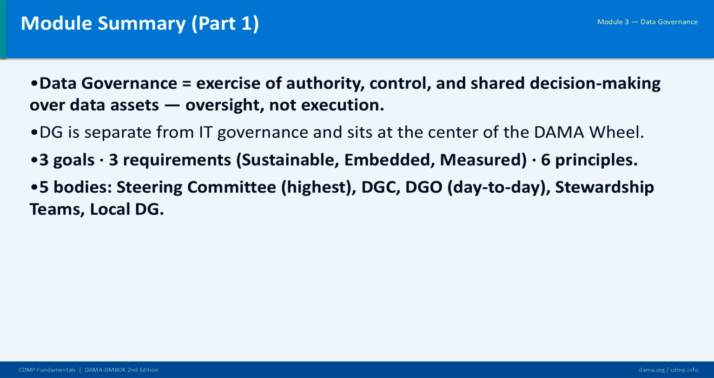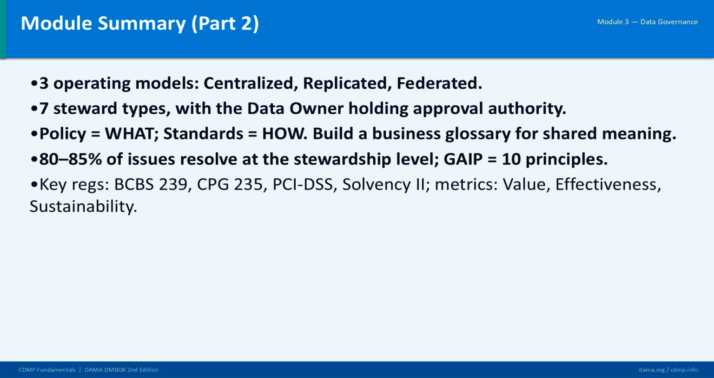And remember the 5 bodies: the steering committee as the highest authority, the data governance council, the data governance office handling day-to-day work, the stewardship teams, and local data governance committees. Continuing the summary. There are 3 operating models: centralized, replicated, and federated. There are 7 steward types, and the data owner is the one with approval authority.